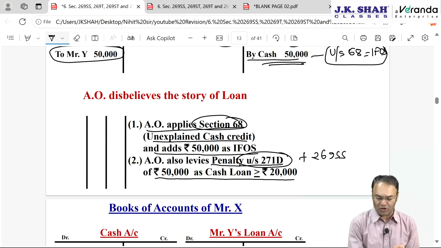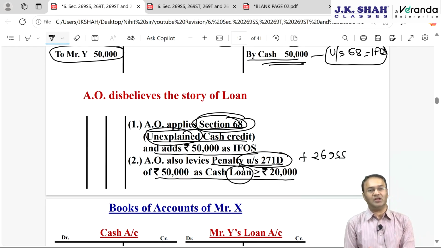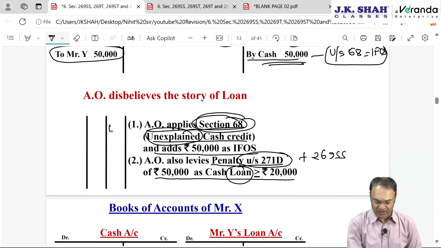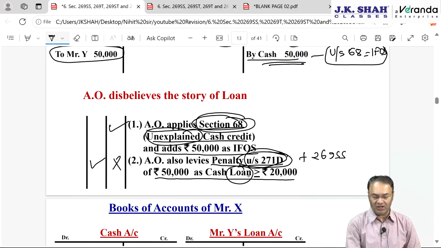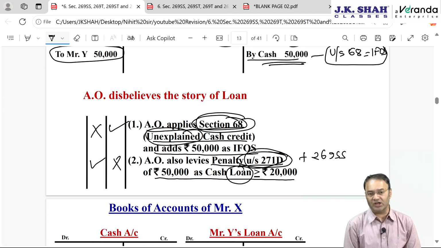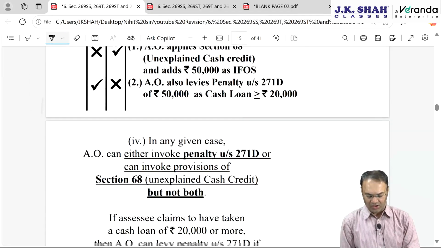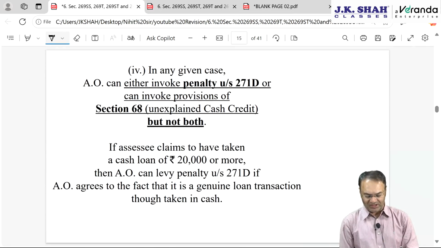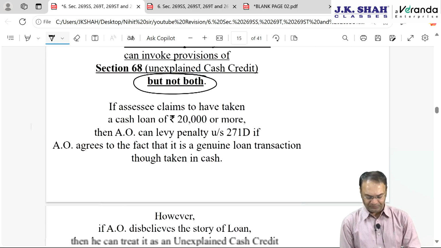Why? Because in order to attract section 68, it should be unexplained. And if it is unexplained, according to the AO, then it cannot be a loan. Then it is not a loan. If it is not a loan, then in that case, penalty cannot be levied under 271D. If this is applied, this cannot be applied. If it is unexplained, it cannot be a loan. And if the AO agrees that it is a loan and wants to invoke 271D, then if the AO accepts that it is a loan, it cannot be considered as unexplained. Therefore, both are mutually exclusive. Okay, we have a question based on this, one of the past exam questions. Both cannot be applied together.